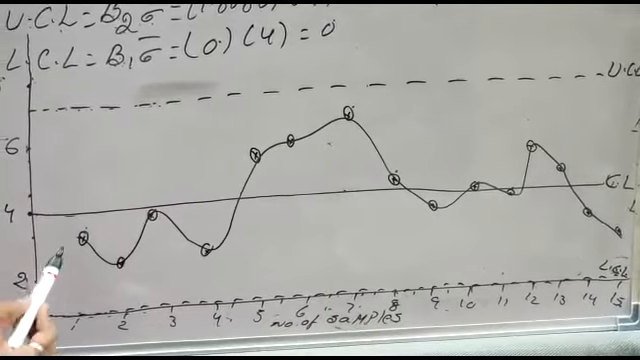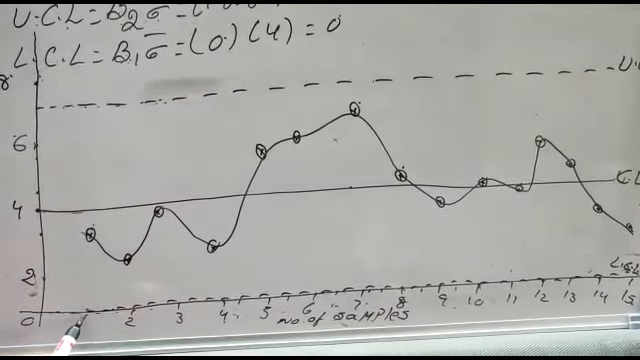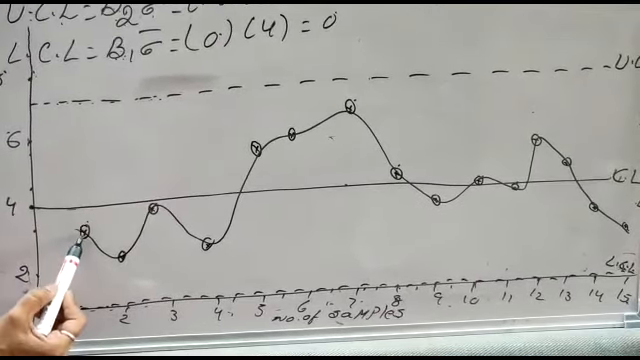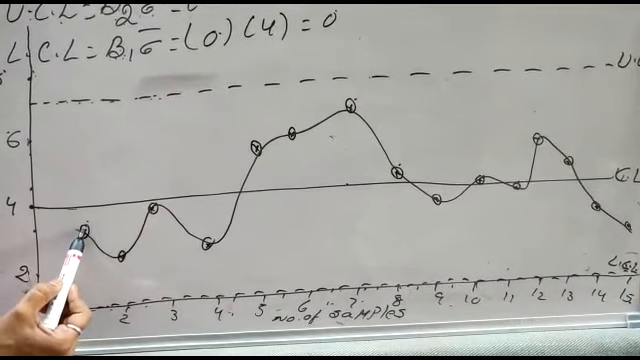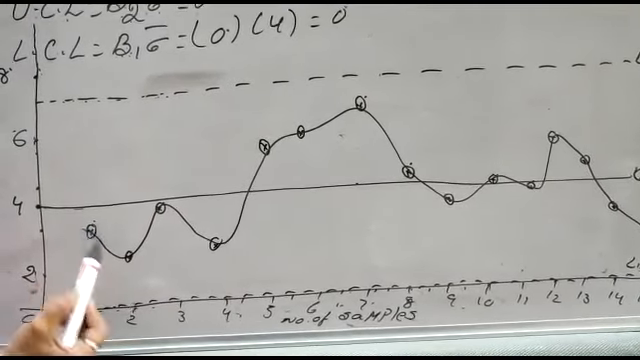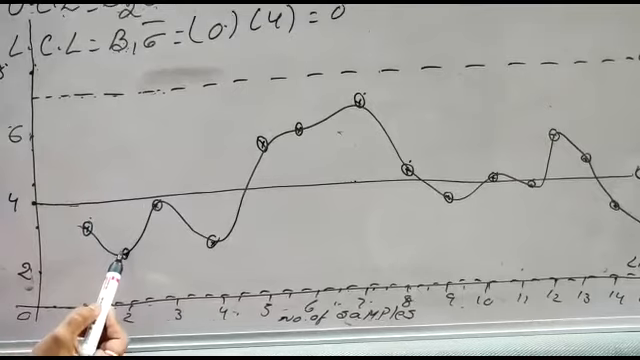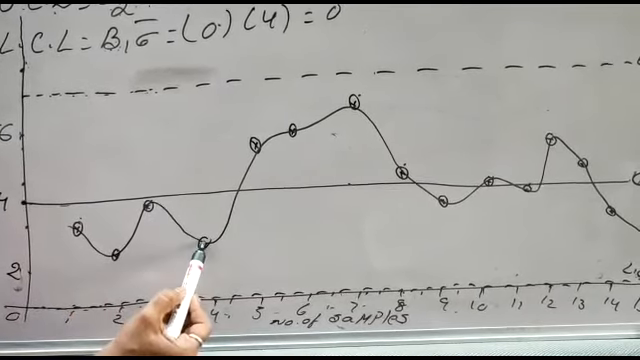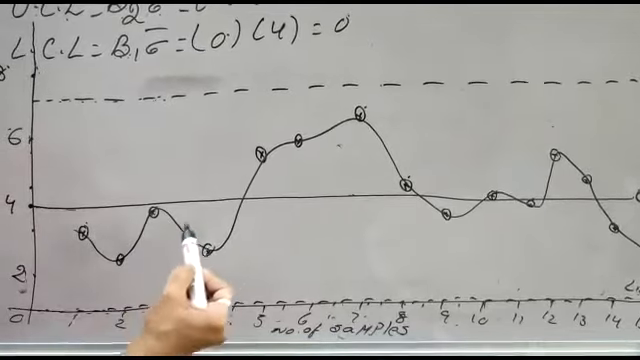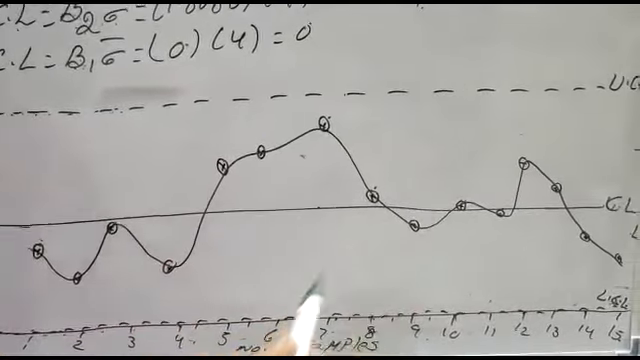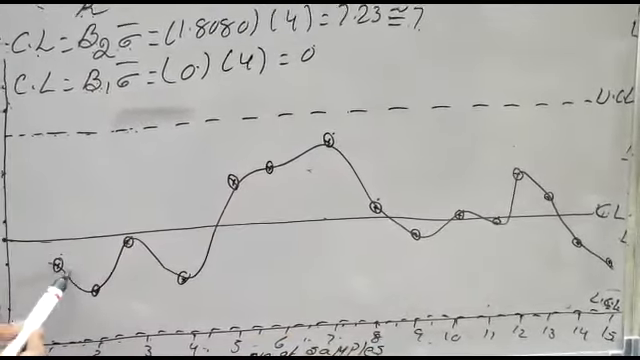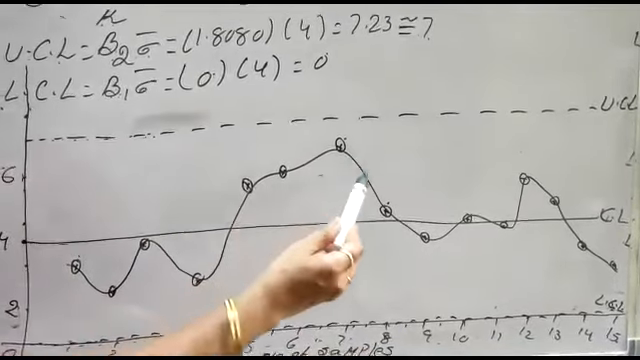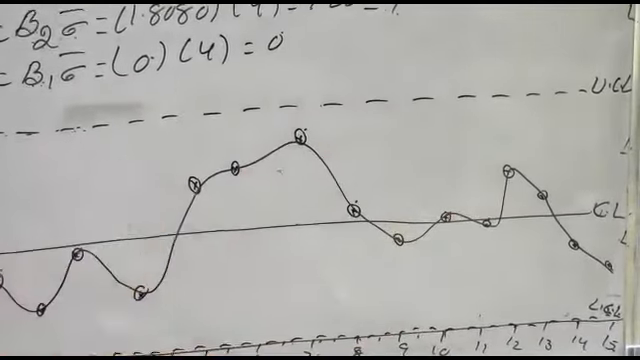Now I am plotting the points here. First I plot the point for sample 1. Sample 1 value is nearly equal to 3.5, like this. I am plotting it here. Sample 2, 3.1. Sample 3, 3.9. Sample 4, 3.4, like this. In this way I can plot all the 15 sample values. By joining all the 15 points, you get one shape of a curve here.